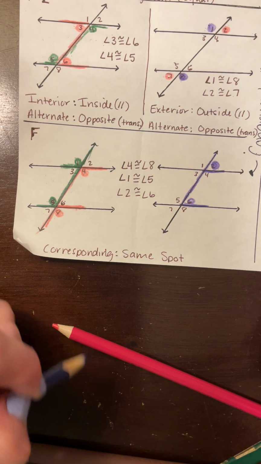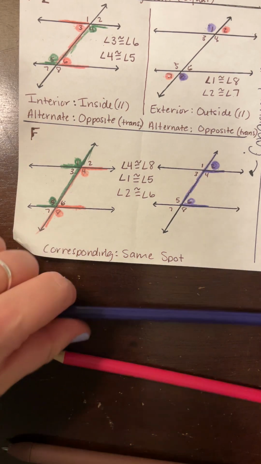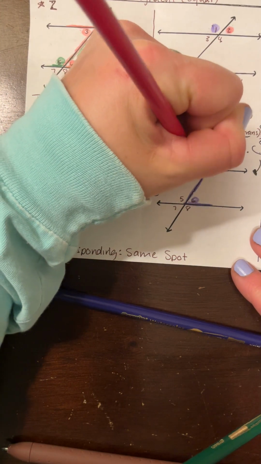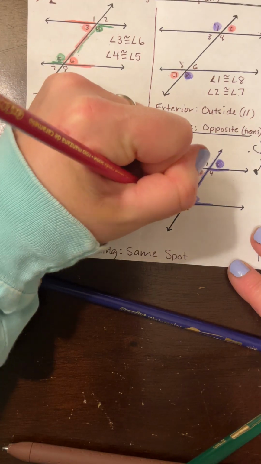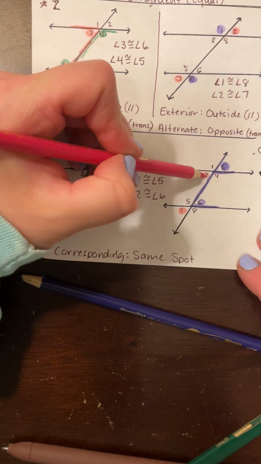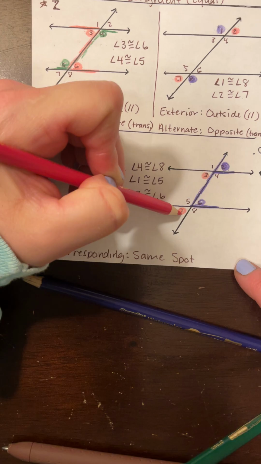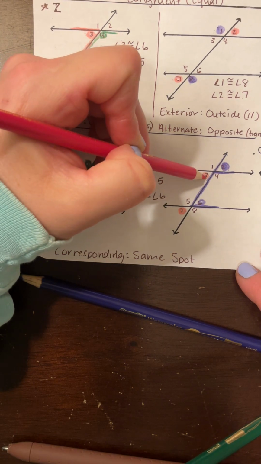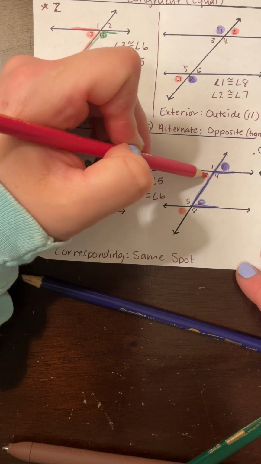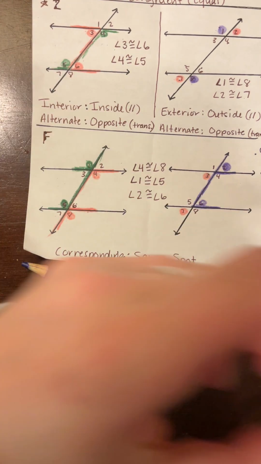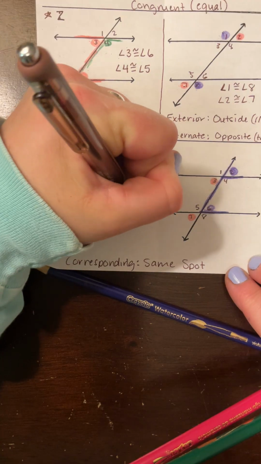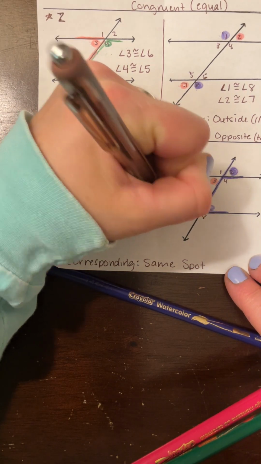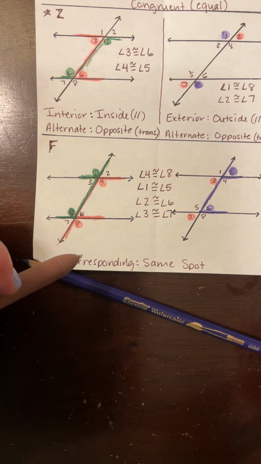And the last ones we haven't talked about yet are 3 and 7, which are also corresponding. I'm going to go ahead and mark these. So we know that angle 3 and angle 7 are corresponding, meaning that they're congruent, because both of them are below the parallel and to the left of the transversal. So again, angle 3 and angle 7 are also congruent because they're corresponding angles.